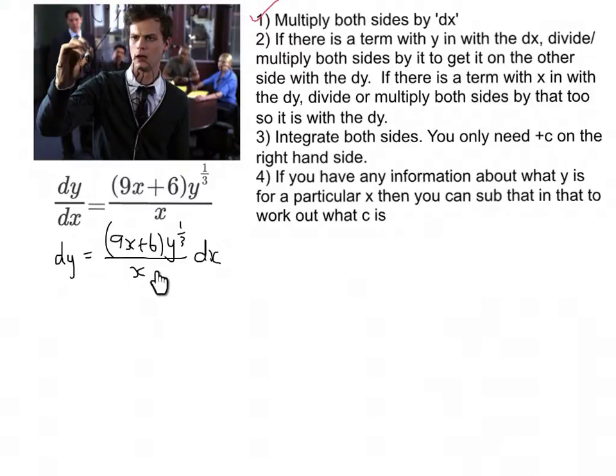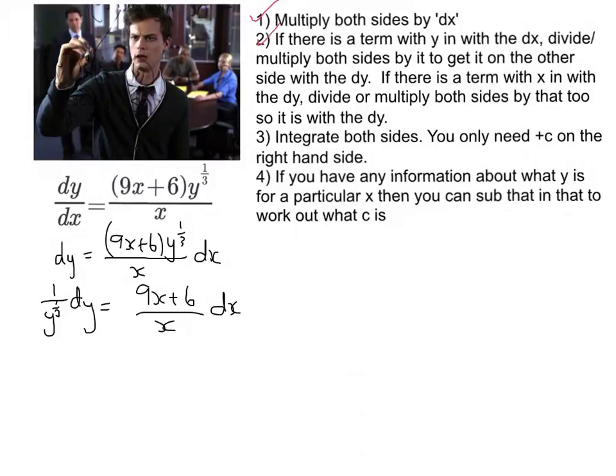Now, that means we're looking over here. Here's the dx. Is there anything to do with y here? Are there any y terms? Yes, there is. There's y to the third. So I need to divide both sides by y to the third in order to get that off that side with the dx. So then I get 9x plus 6 over x dx. Okay, that's that one done, number 2.